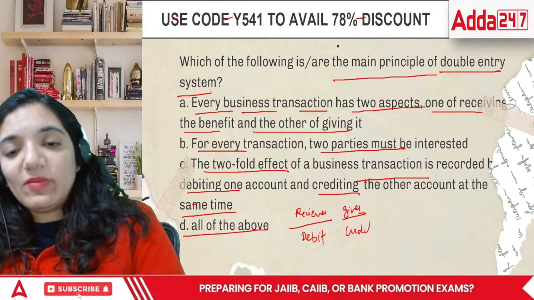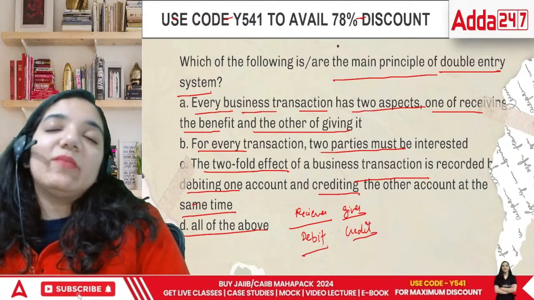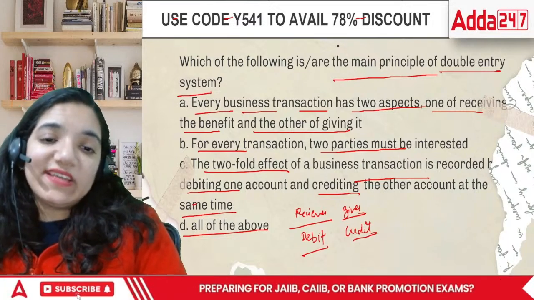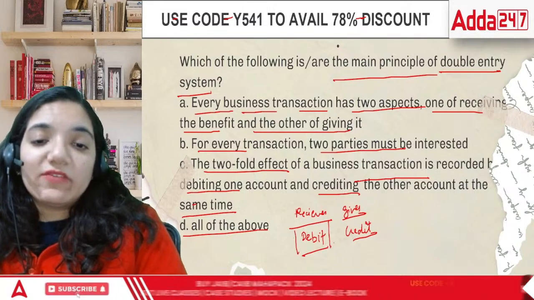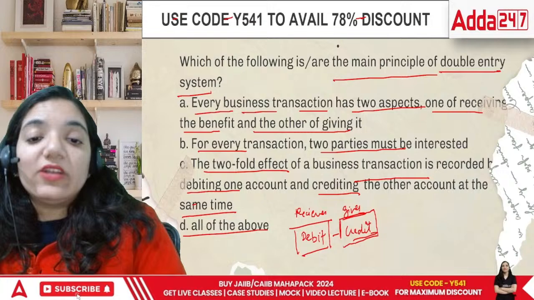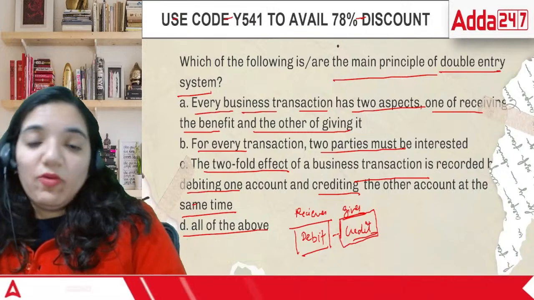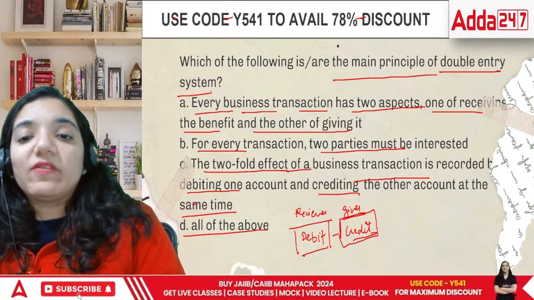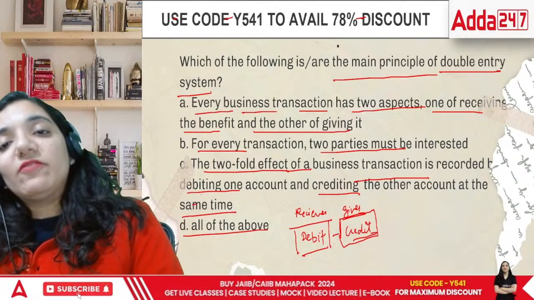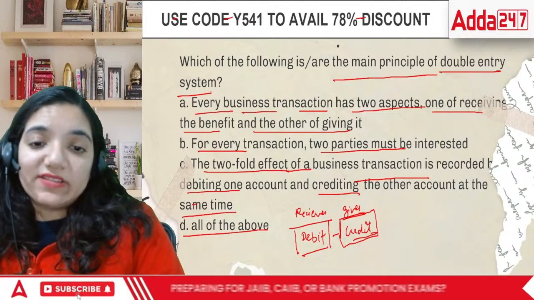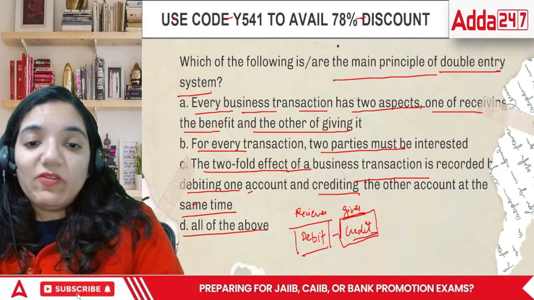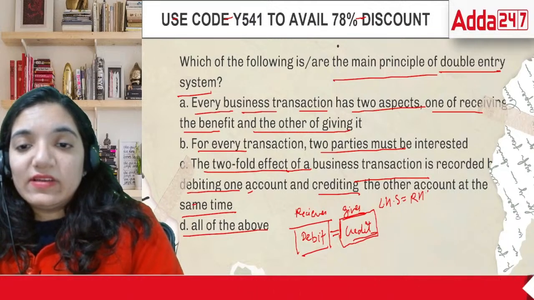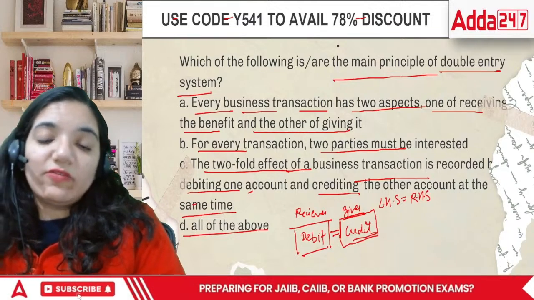The system of double entry bookkeeping was given by Luca Bartolomeo de Pacioli. He said to divide the format of accounting into two different sides. One is called the debit side, the other is called the credit side. The twofold effect of a business transaction is recorded. That means a few things would be given on the debit side, a few on the credit side. But it is based upon the concept of LHS is equal to RHS. So in this case, the correct answer is all of the above.